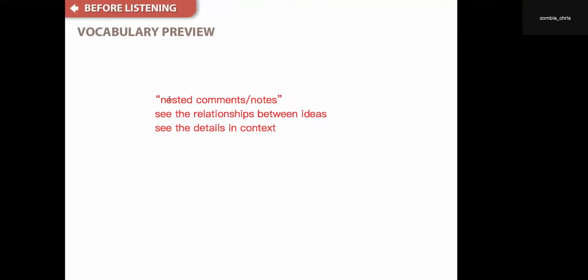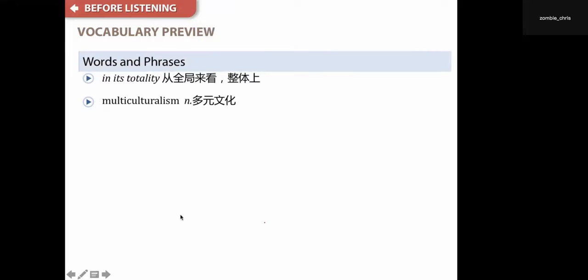The whole idea is really to help our understanding, to be an aid for our understanding. So we don't write left to right. We don't write a transcript of everything that the professor will say. What we do is we separate out the major and the minor ideas, and we graphically organize them in such a way that it's very, very clear to see the relationships between the ideas, and it's very, very easy to see the details in context. And all of this helps enormously when you come back to do your notes.